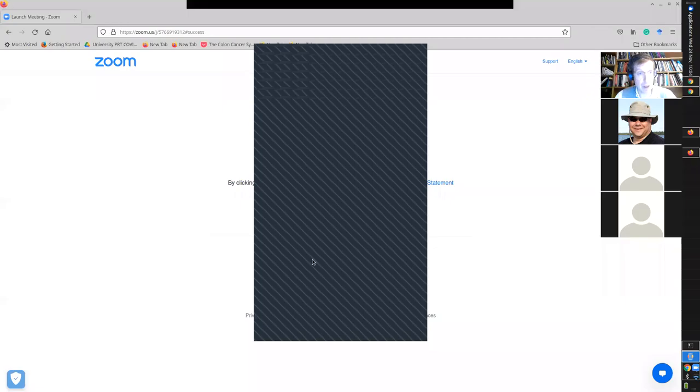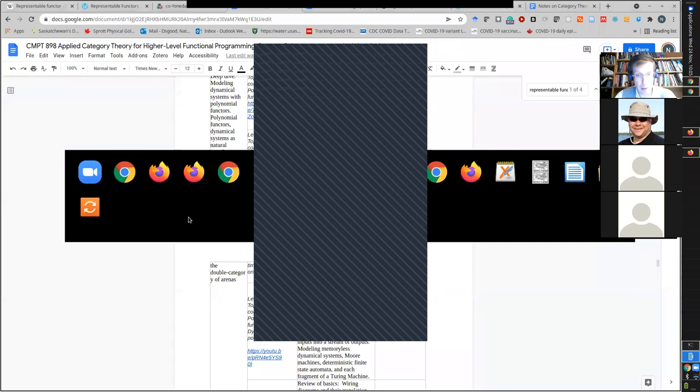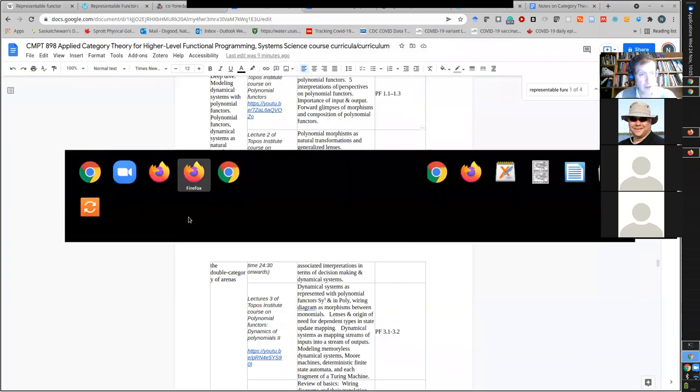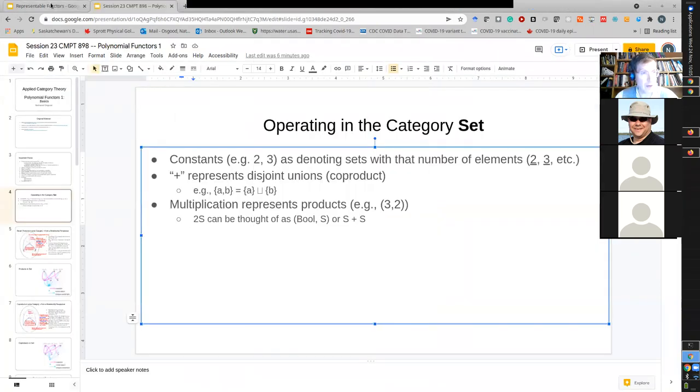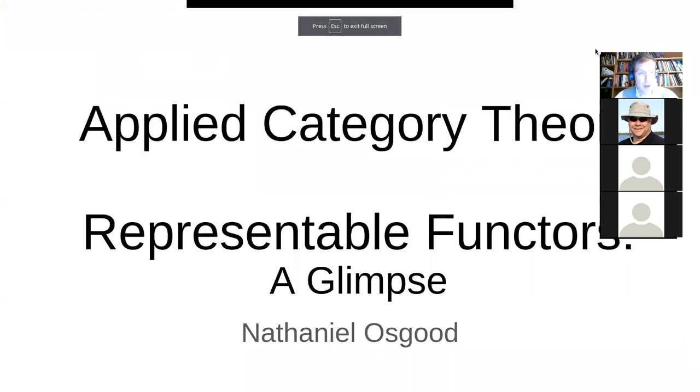Okay, so I'm just going to share my screen here, and we'll jump into the first of the slide decks, namely that associated with coverage of representable functors. So give me a moment. I'm having window dysfunction here. Here we go. Okay.